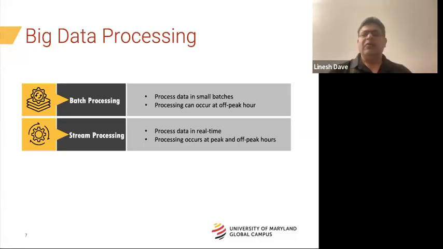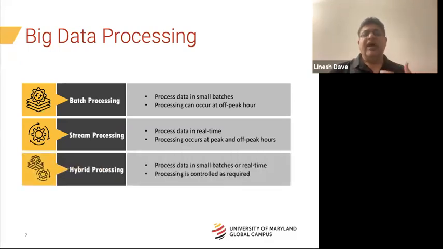I don't know why I keep picking up financial systems, but other systems that you're working with have also evolved over time, that companies and organizations may not just want to make use of one type of processing, they want to use both. And there comes the hybrid processing, right? Where you want to have the ability to process data in small batches, or also do it in real time. And the process could be controlled as required.